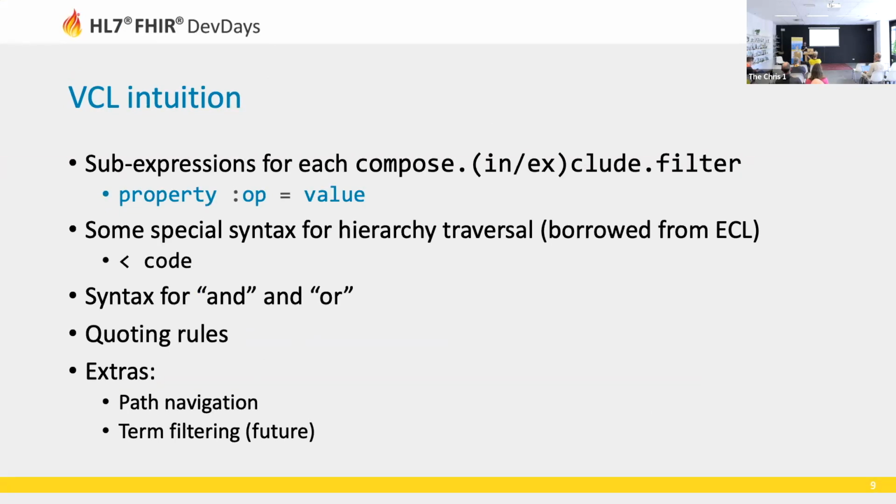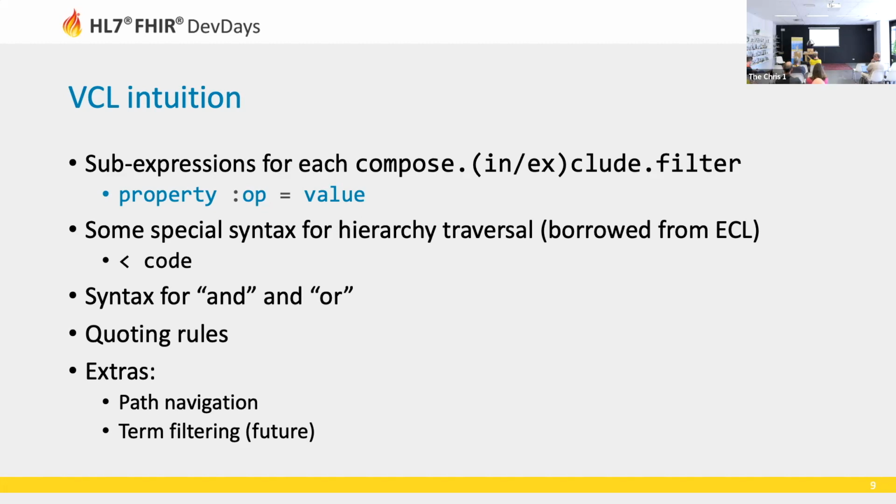So the intuition around VCL, if you don't know ECL, and you're just coming to this from ValueSets, so you understand there's the compose, include, or exclude filter, is that we have a property, an operator, and a value, and that's how it translates into the language. We put a colon immediately before the operator name in the syntax. That just helps with the parsing. That's basically it, and we've put in some syntax for traversing the hierarchy.